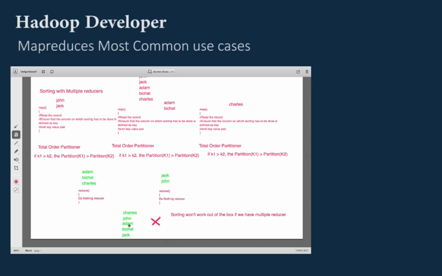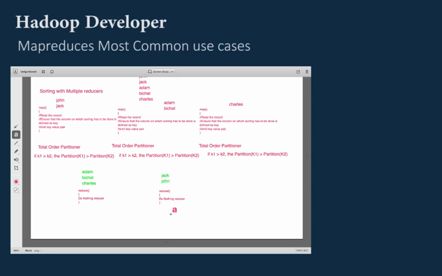something like this, because the total order partitioner works with the formula that if key1 is greater than key2, partition of key1 will be greater than partition of key2. So in that regard, Adam, Bishel, Charles typically would go to one reducer in sorted order, and Jack and John will go to another reducer in sorted order.